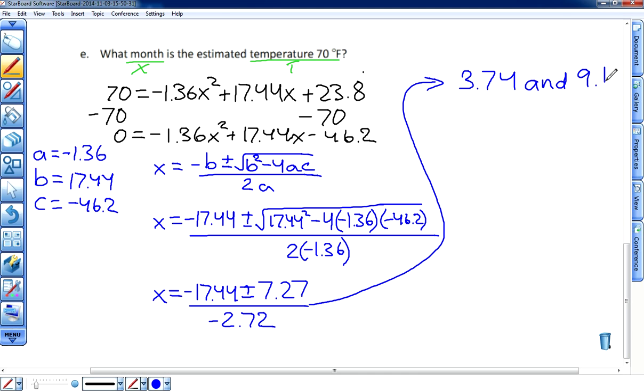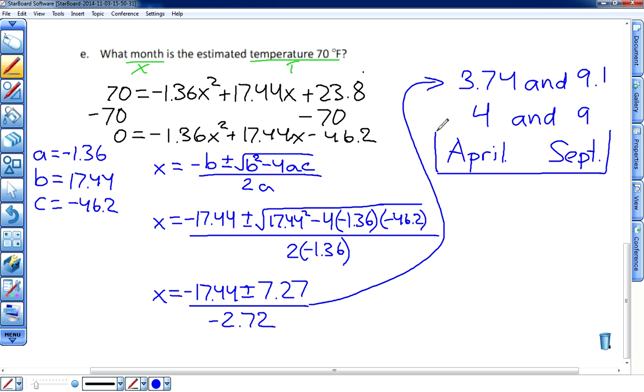Well, because these represent months and months are represented by whole numbers, I'm going to say 4 and 9 are the months. Well, these months for us, 4 would be January, February, March, April. And 9 would be September. So we have that our equation is giving us that the average temperature is 70 degrees in April and September. Can both answers be correct? Yes, because we know that temperature peaks in the summertime.